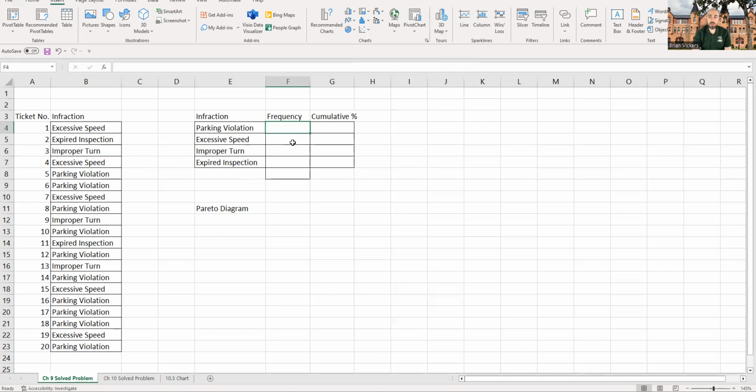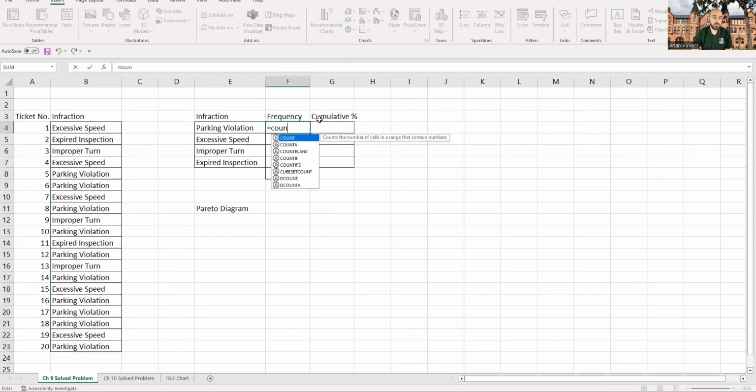The formula is called COUNTIF, meaning I want you to count the frequency if certain conditions are met. And the certain condition is going to be: if parking violation is found in this group, I want you to count it. If not, then it won't count it. If excessive speed is found in this, I want you to count it. If not, it won't count it. So that's what we're telling Excel to do.